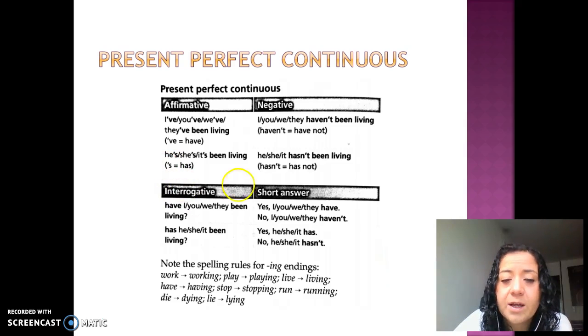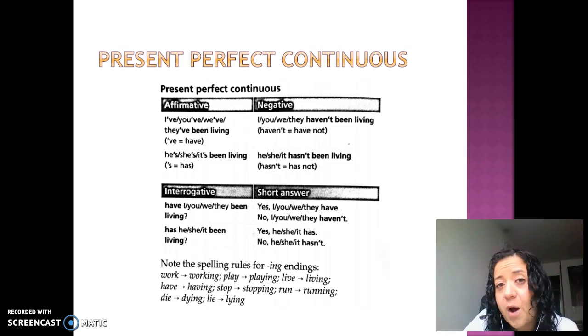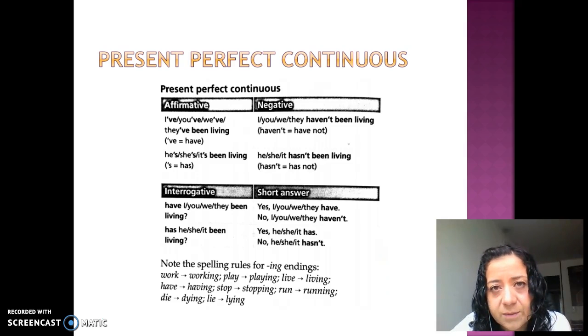Don't forget that. The negative form, we make it: I, you, we, they haven't been living. Haven't or have not. He, she, it hasn't been living. Hasn't or has not. So it would be a good moment to pause the video and make some statements, some sentences, just to make sure that you remember the structure.